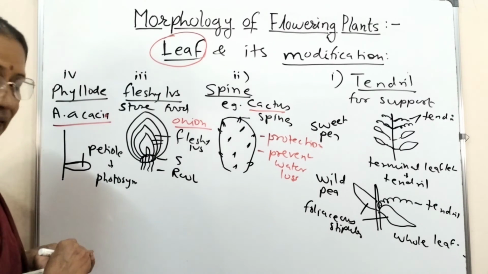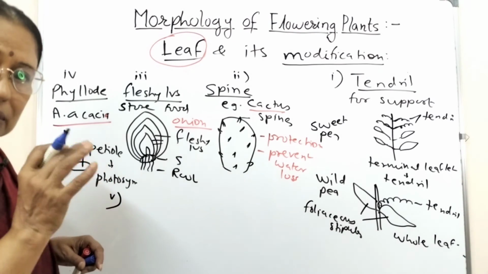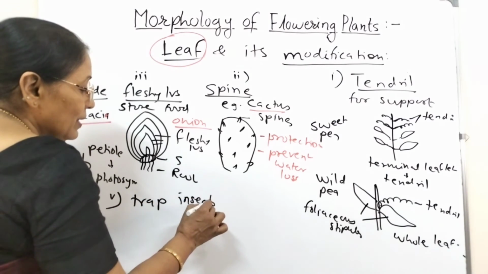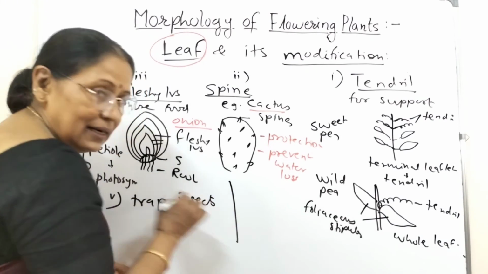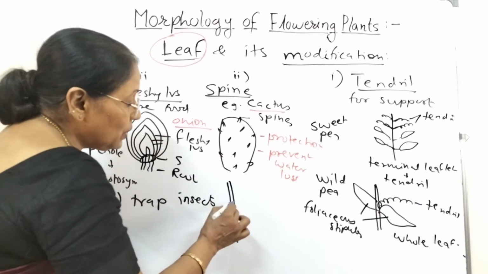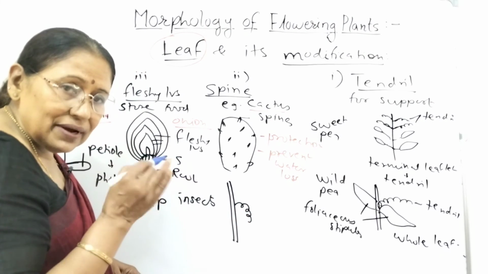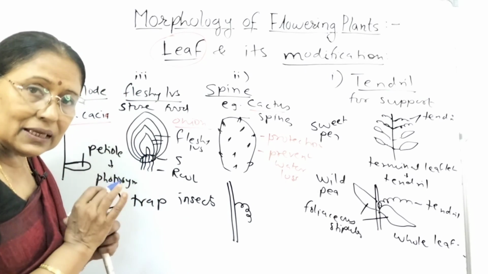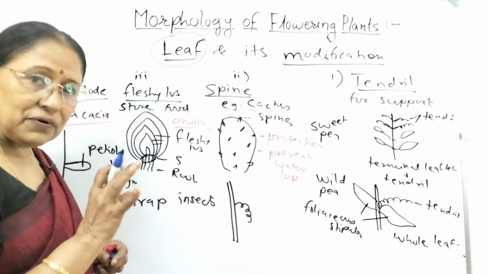Now the last modification, that is, the leaf is becoming an organ to trap the insects. For example, the pitcher plant. In pitcher plant, what happens? Nepenthes or pitcher plant. This is the stem. Now, this is the petiole. Various parts of leaf have changed into something different so now they help in the trapping of the insects.